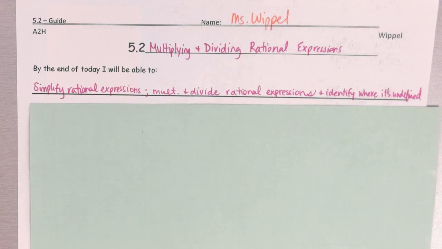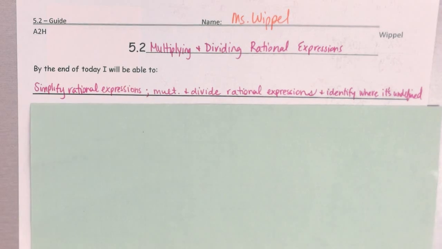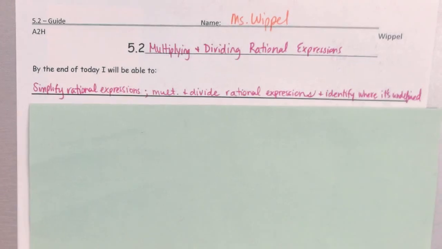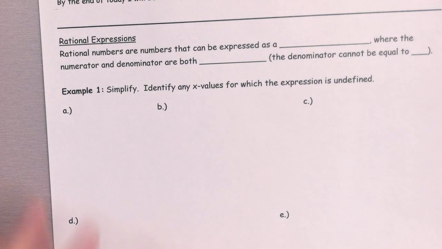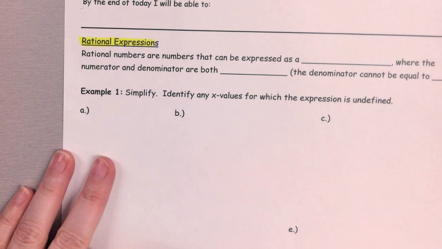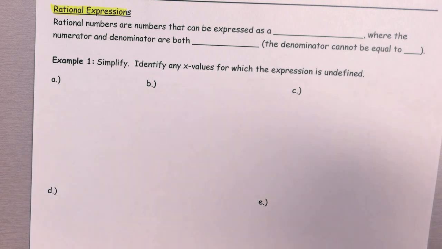Rational really just means fraction. So if it's a rational expression, it means that there's a fraction in it. And we know that with fractions, what do we have to watch out for? When do you have something that's undefined? Yes, you cannot have 0 in the denominator. So rational expressions are numbers that can be expressed as a fraction.